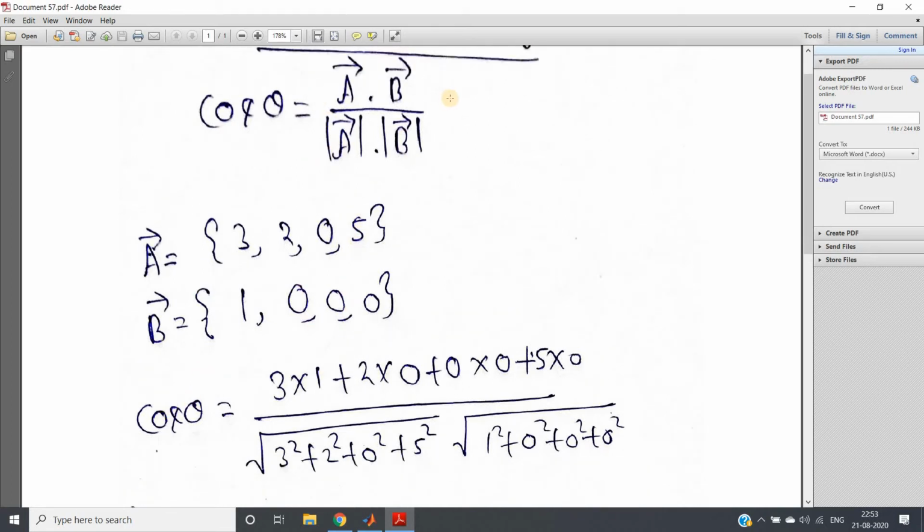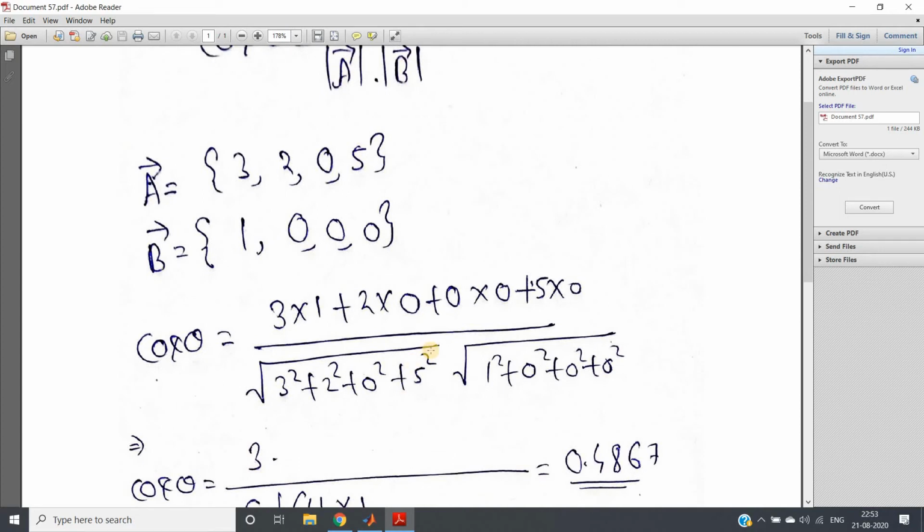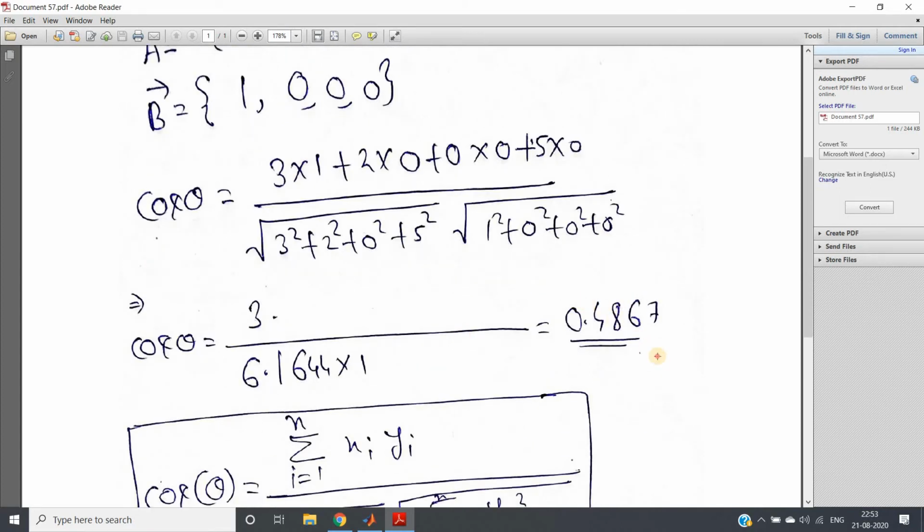That is nothing but a vector dot b vector, which is what? That is nothing but multiply element by element: 3 into 1, 2 into 0, 0 into 0 and 5 into 0. That's what I have written here, and add all of them, right? And then in the denominator, mod of a vector multiplied by mod of b vector. Mod of a vector is nothing but the magnitude, that is square root of the sum of squares of all the elements, and here also mod of b vector is the square root of the sum of squares of all the elements. If you calculate using a calculator or manually, you will be getting cos theta as 0.4867.